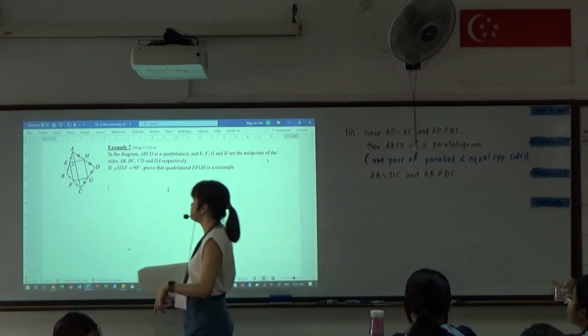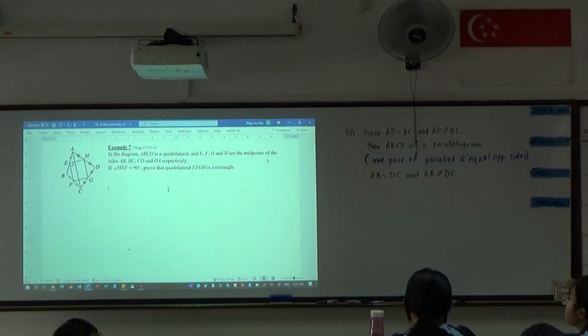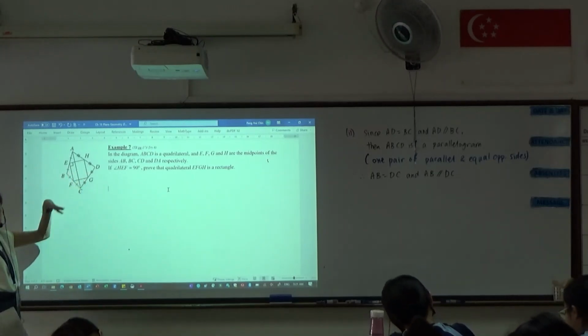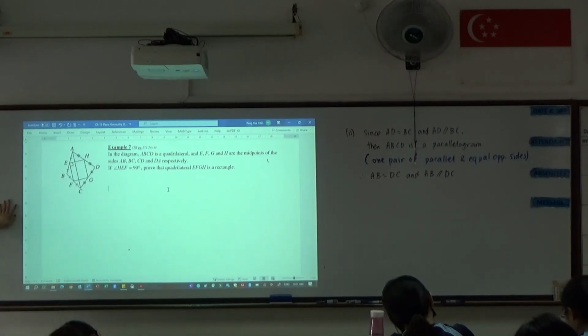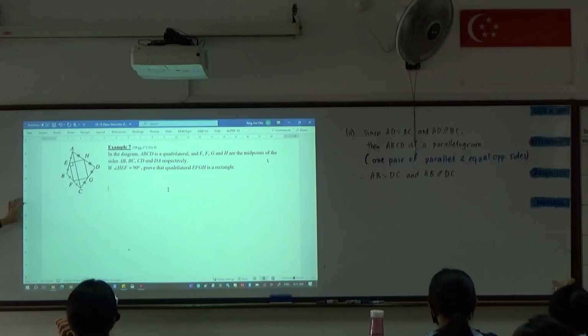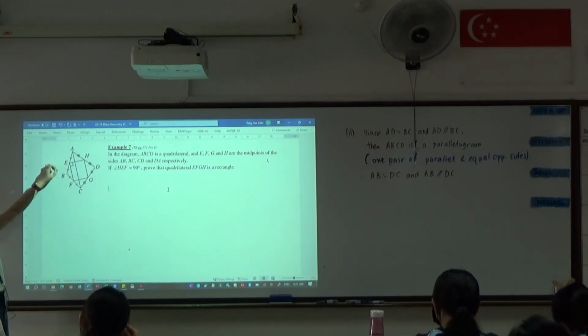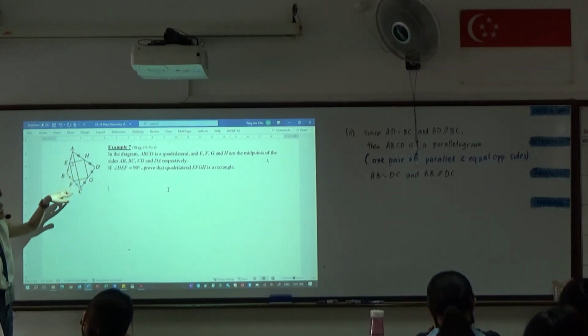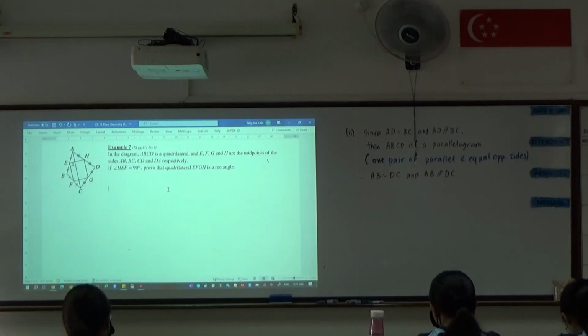Information that will be helpful. It says that in the diagram, ABCD is a quadrilateral. A quadrilateral is just any four-sided diagram. EFGH are the midpoints of the sides AB, BC, CD, and DA, which are already indicated on the diagram. So the midpoints EFGH are the respective midpoints for the respective sides of the given quadrilateral.